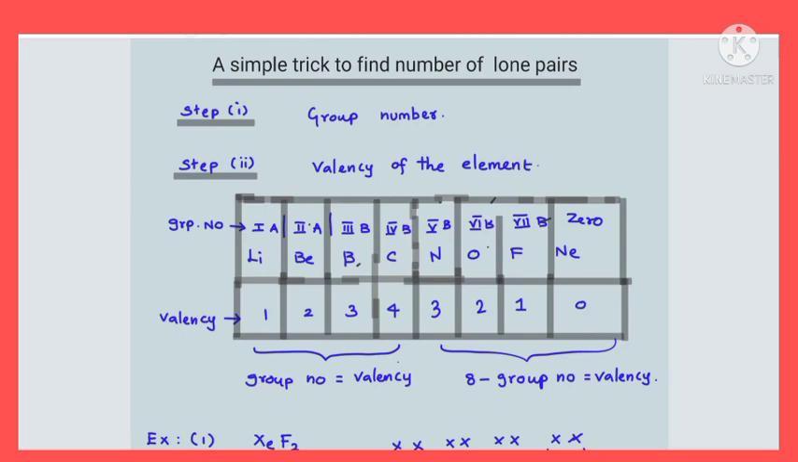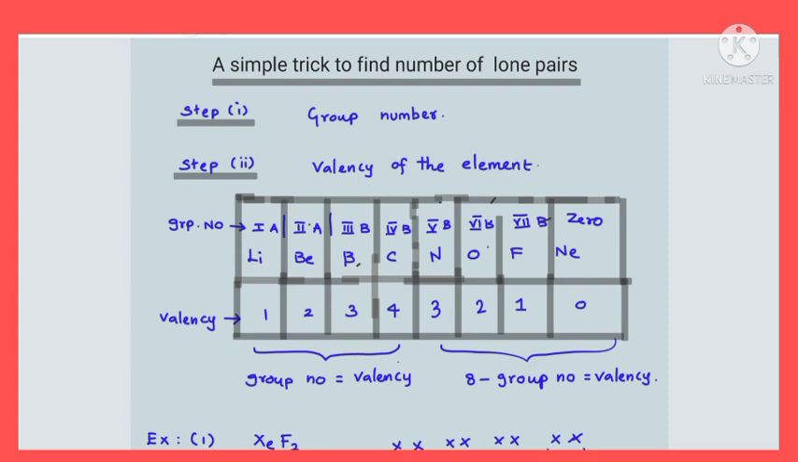So in this video, I am going to discuss a simple trick to find the number of lone pairs of electrons in inorganic molecules. So here we have to follow some steps. Step 1, we are supposed to know the group number of the element. First thing, we should know the group number, which group the element belongs to. Then second thing, the valency of the element, valence electrons, which is nothing but the valency of the element. If you know these two things, the group number as well as the valency of the element, we are able to find out the total number of lone pairs of electrons present in inorganic molecules.